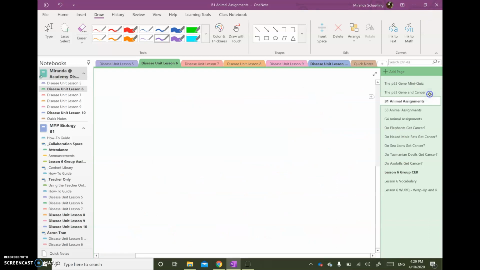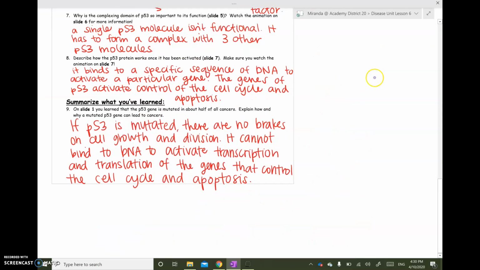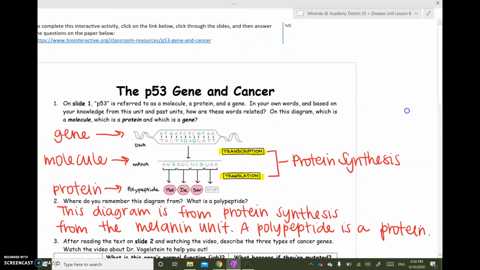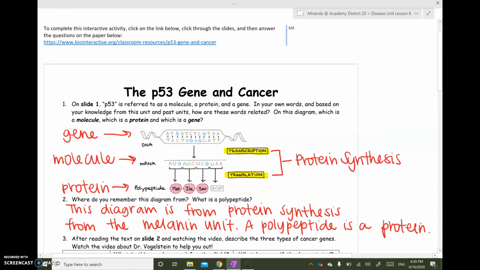Now, then you were supposed to go and do a simulation about the P53 gene and cancer. So it's kind of like a slideshow. It was made by scientists, so there's a lot of intense words there. So you want to go to this website and you want to kind of click through the screens, and it's going to kind of help you out with that.